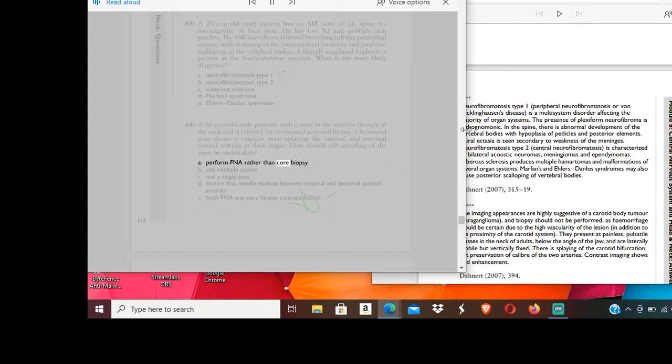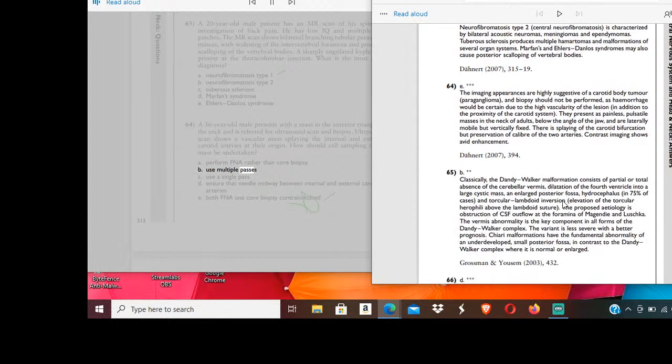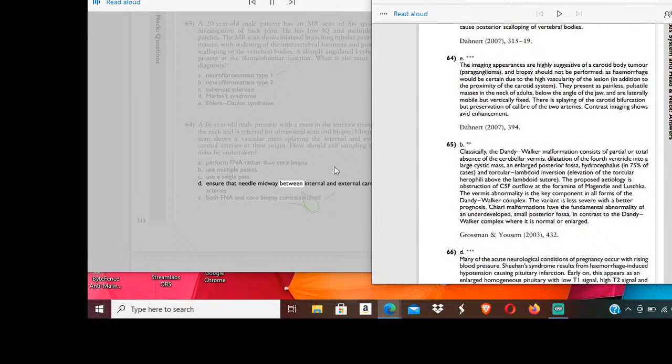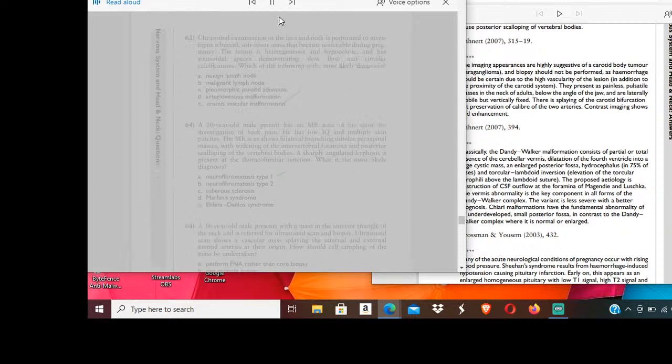A. Perform FNA rather than core biopsy. B. Use multiple passes. C. Use a single pass. D. Ensure that needle midway between internal and external carotid arteries. E. Both FNA and core biopsy contraindicated. Module 6, Central Nervous System.